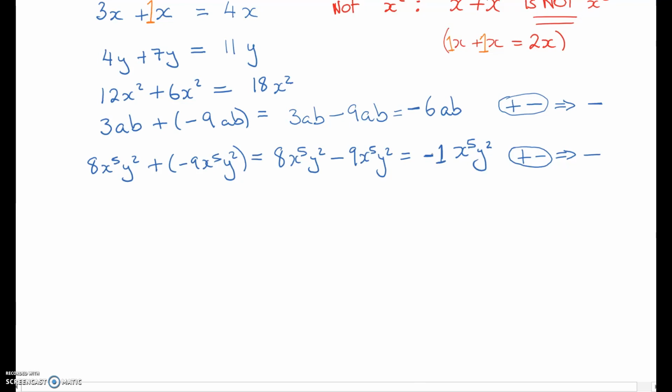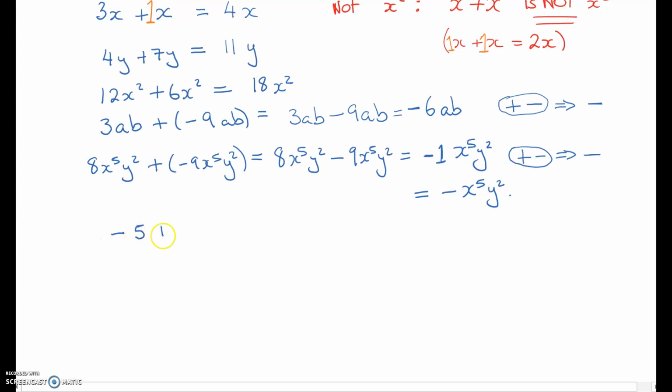Now if it's 1 or negative 1, we often drop that. So this is often written as negative x to the 5 y squared. In other words, if there's a 1 in front of letters or a negative 1, you can drop the 1. So negative x to the 5 y squared. Okay, only one more of these left.